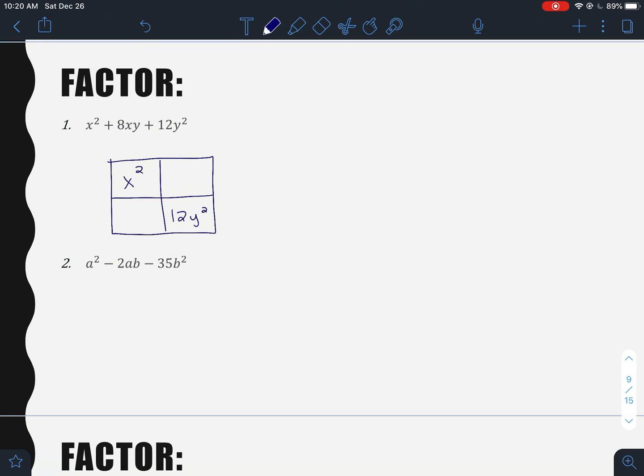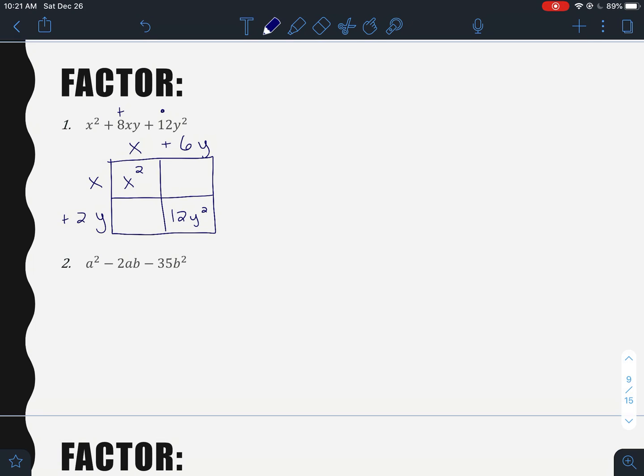And I know that that first box is x squared. I know that this last box is 12y squared. So I know I need an x and an x, but then I need a 12y squared. Well, to get the y squared, I know I need a y and a y. So now I need two numbers that multiply to 12 and add to 8. So what multiplies to 12 and adds to 8?